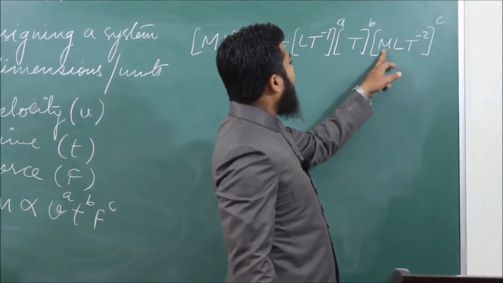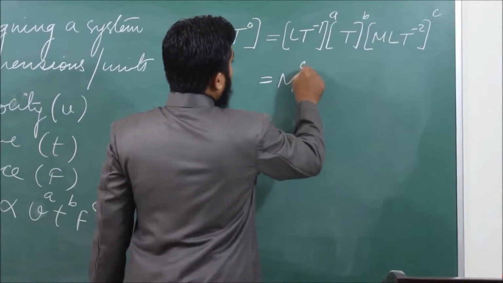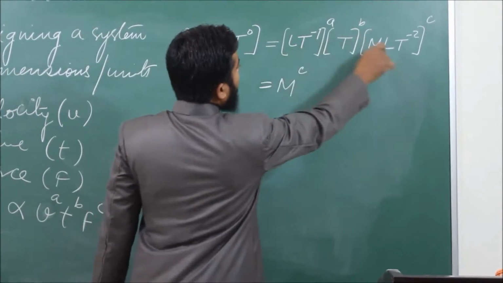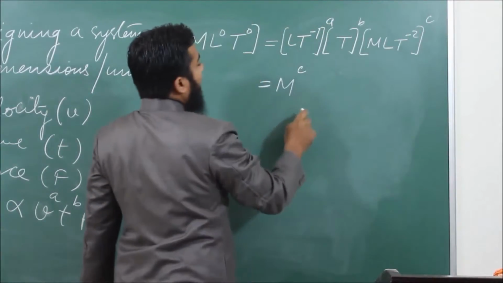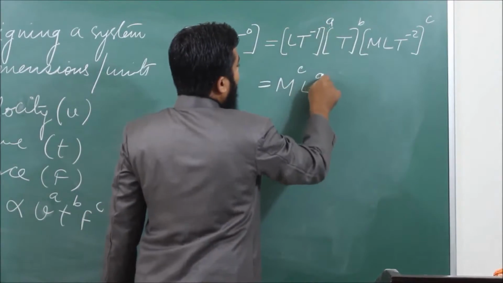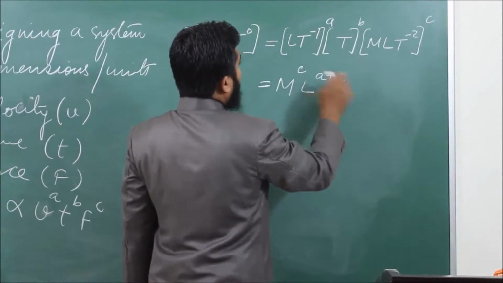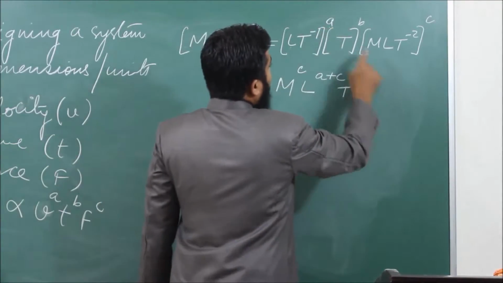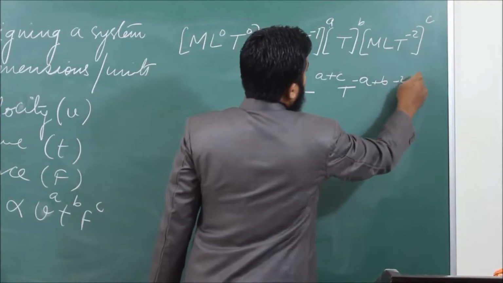M is appearing here. It has a total power C. So M raised to the power C. And L is here and here, so it has power A and C. So L has total power A plus C. And T is appearing at 3 places. So T has total power minus A and plus B, and then minus 2C.